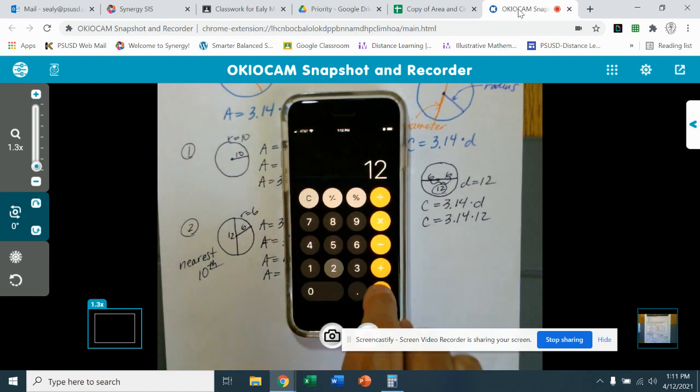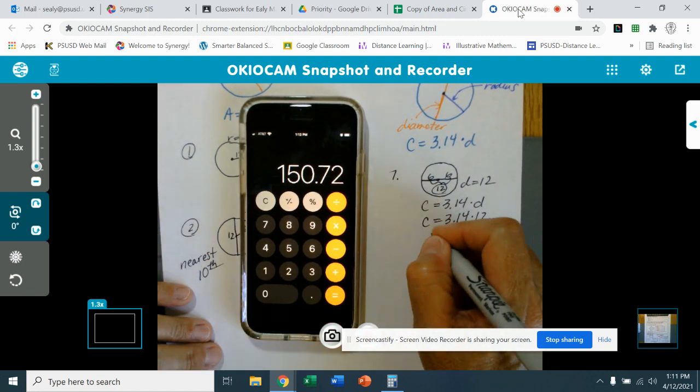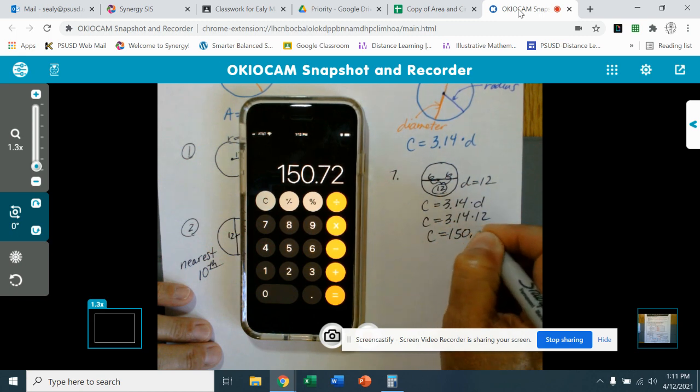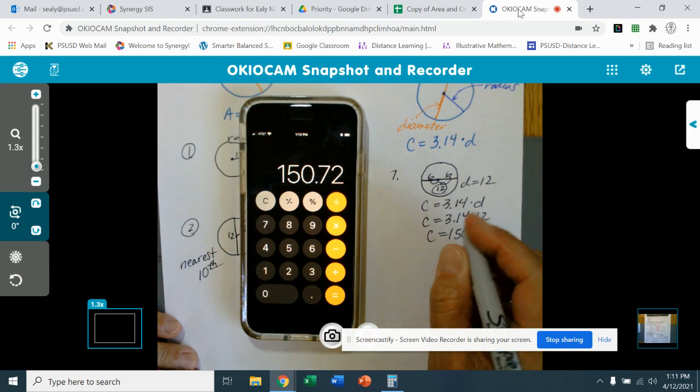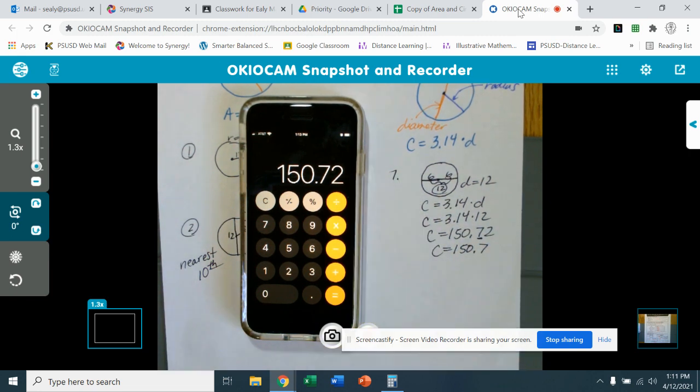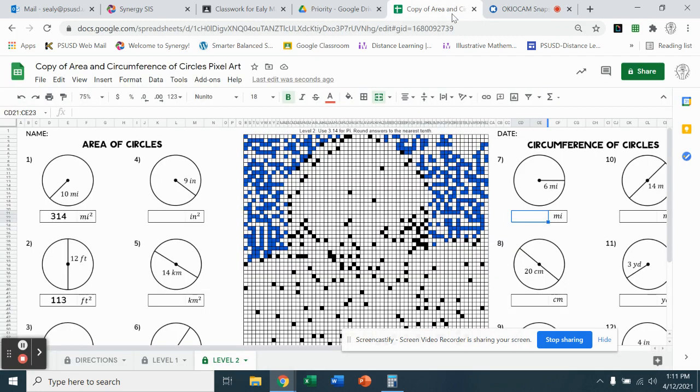3.14 times 12, ta-da! Circumference equals 150.72. Okay, now let's see. This one, again, we want to round to the nearest tenth. So the 2 is not going to change the 7. It's going to stay the same. 150.7. And let's put that answer in and see if we get it correct. Hopefully we do. If not, we'll go back and figure it out.